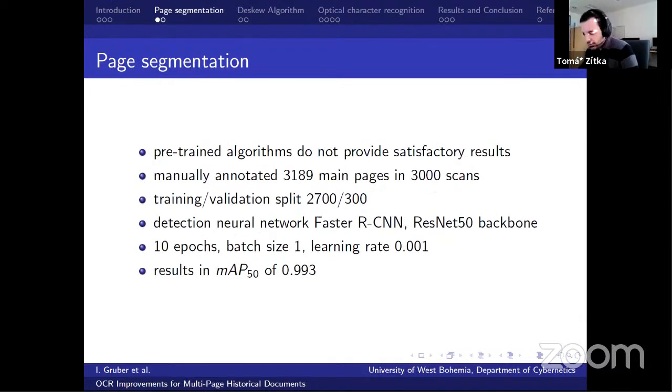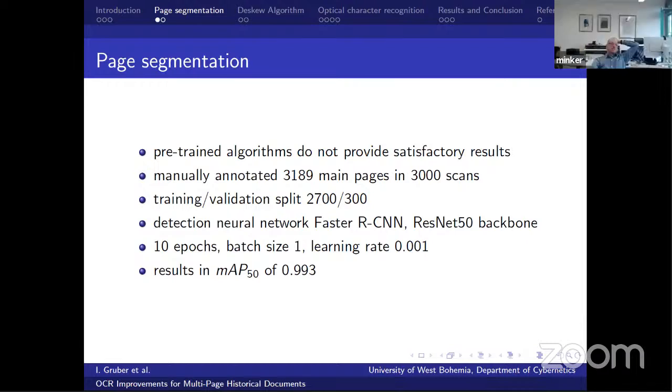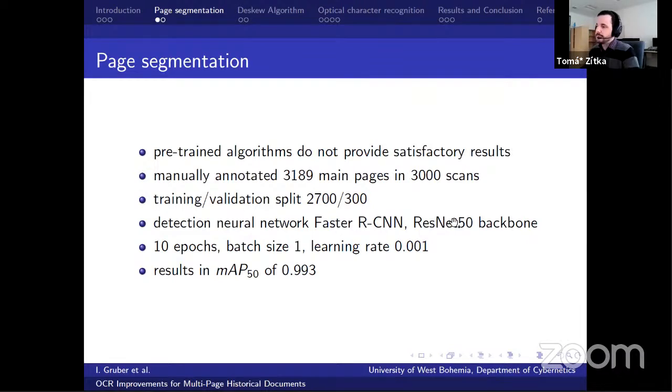In the page segmentation algorithm, we face an issue that currently available algorithms aren't performant enough to provide satisfactory results for our segmentation. So we have to fine-tune our network. We used Faster R-CNN with ResNet 50 as backbone, and manually annotated 3,000 scans, which resulted in 3,189 pages, which we want to segment.